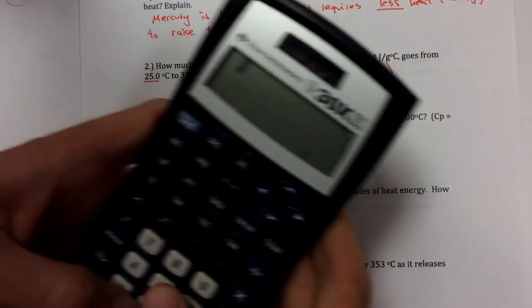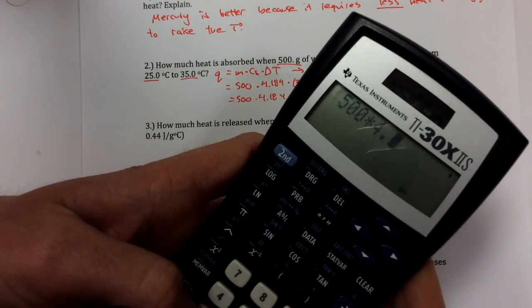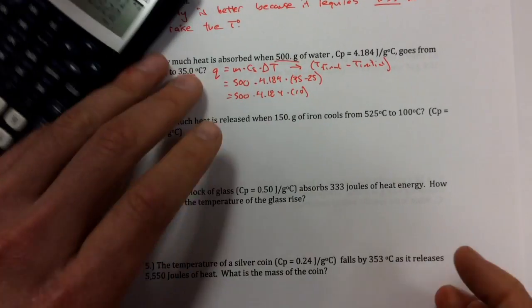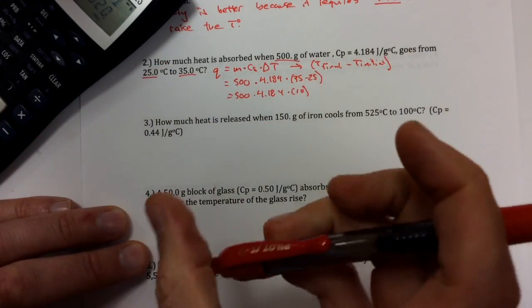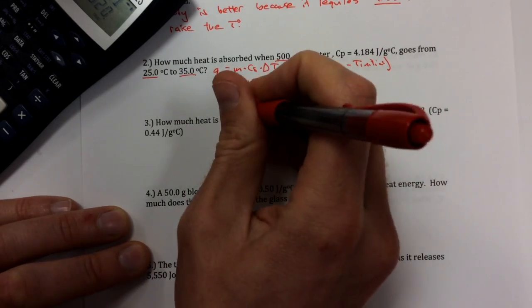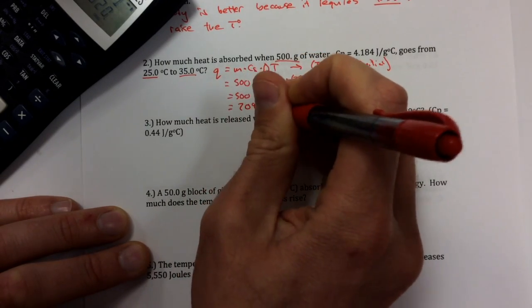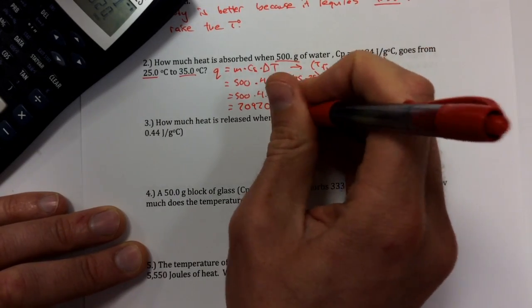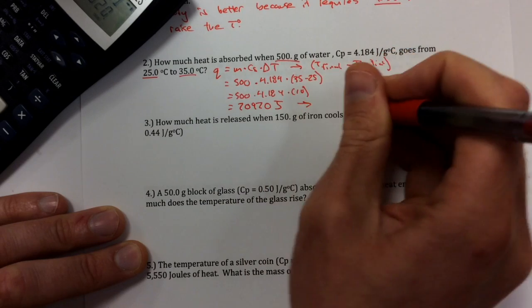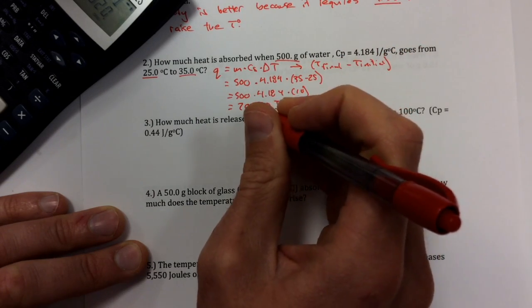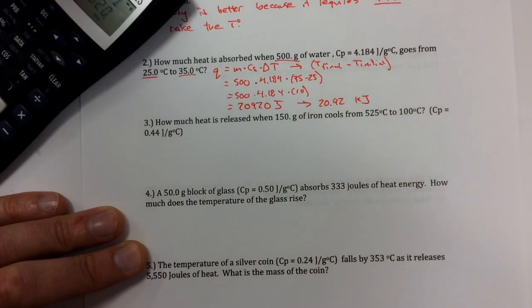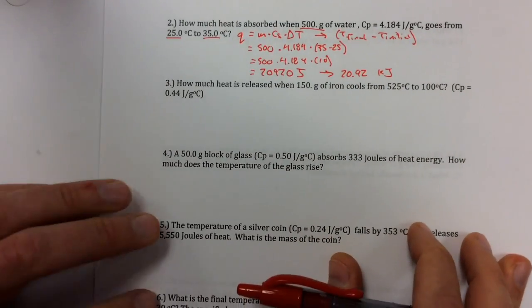So if I do my calculator, 500 times 4.184 times 10, I get 20920, and my units are in joules. If I want to convert this to kilojoules, I would divide this by 1,000, so I have 20.92 kilojoules, if you want to do it that way. Alright, let's look at this one.